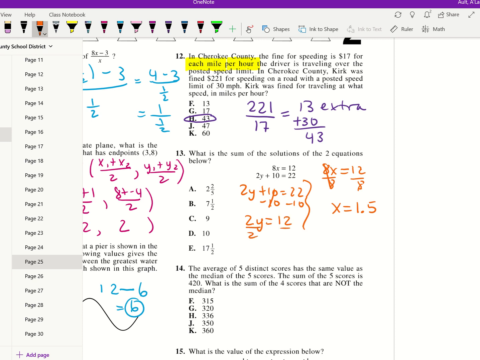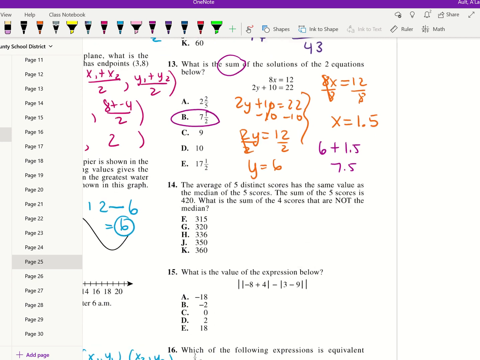And then I'll divide both sides by 2 to find out that y is 6. And again, what I'm trying to do here is find out what the sum of these solutions are. So I need to take these two answers and add them together. Turns out the sum is 7.5. Option B, it's written as a fraction, but it still is that same answer of 7.5.